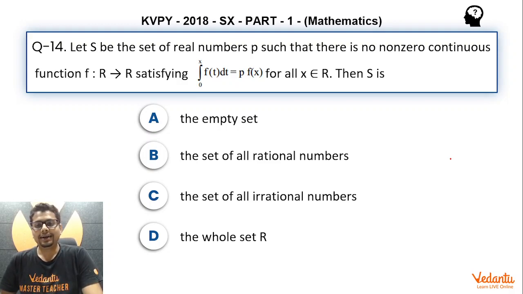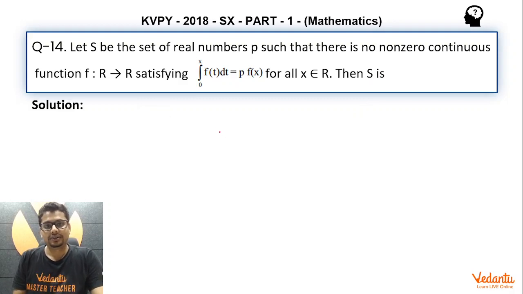So basically, S will be the complement of the set of values of p for which there exists a non-zero continuous function f defined from all real values to all real values satisfying the given condition for all real values of x. So let's explore the set of real values of p for which there exists a non-zero continuous function f satisfying this condition for all real values of x, and then this set capital S would be the complement of that set.